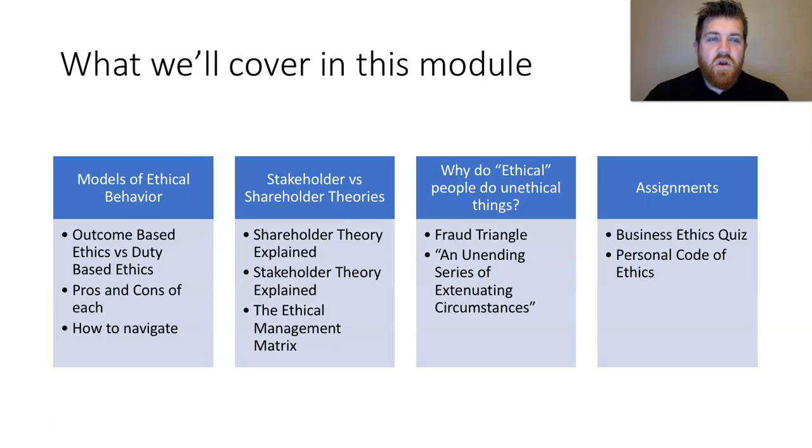Third, we'll move into why do ethical people do unethical things. We'll talk a lot about what it takes to make ethical decisions, but a lot of times people who know these theories still do unethical things, and so we'll talk about how you avoid being in that scenario. So first we'll talk about the fraud triangle, and then I'll tell you guys a story related to an unending series of extenuating circumstances. And so we'll talk about what that means and how both of those things can help us to actually walk the walk when it comes to acting ethically.